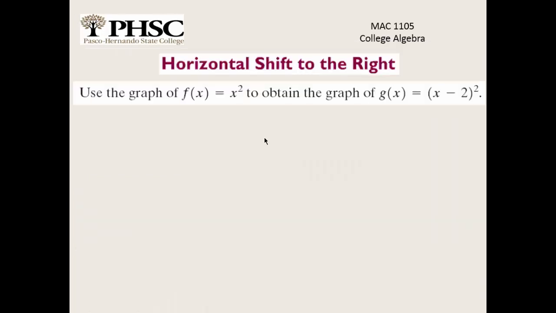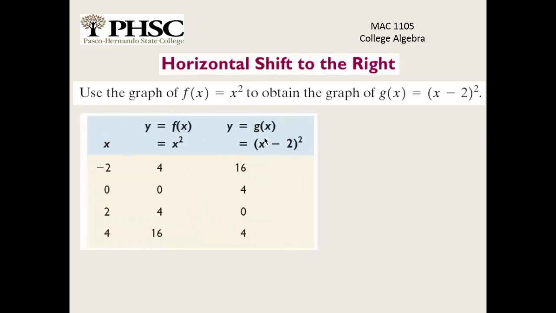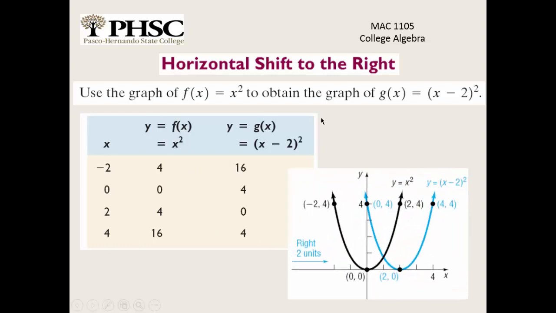The next thing is a horizontal shift to the right. So again, the base function is f of x equals x squared. G of x is x minus 2 squared. So what we're doing then is we're changing the input, and as opposed to before, what we did is we changed the output. So here's the table. So the original x, when x is negative 2, we get 4. But since we're changing the input, then it becomes negative 2 minus 2, which is negative 4 squared, which is 16. And you can see here that it does change significantly.